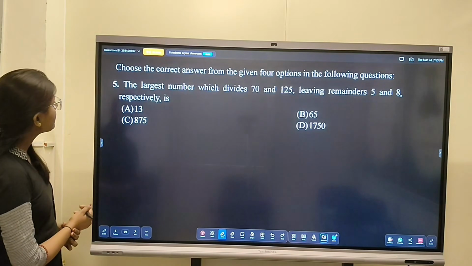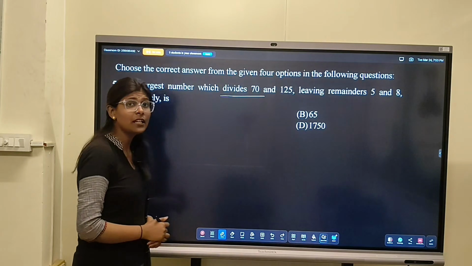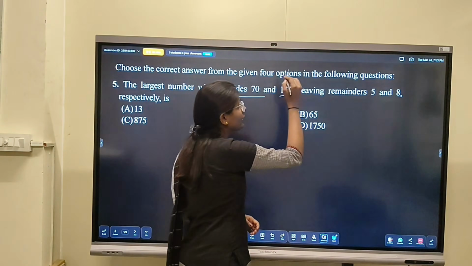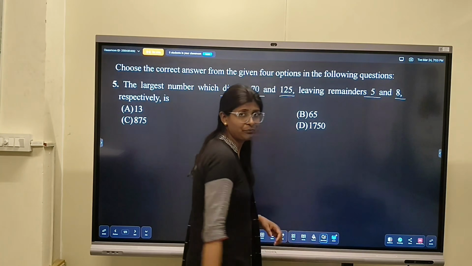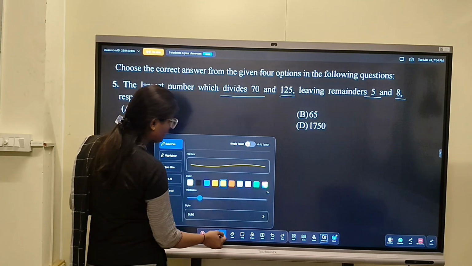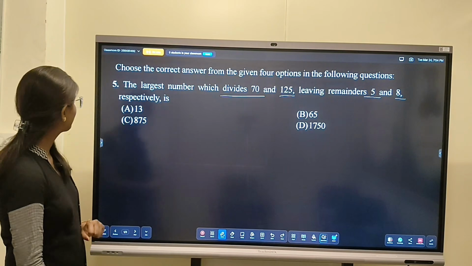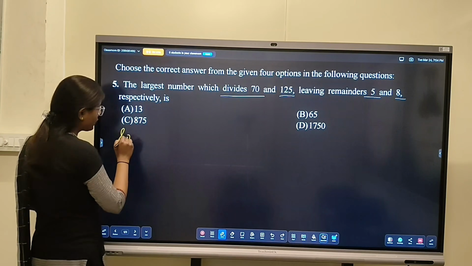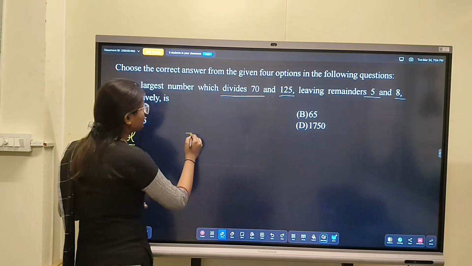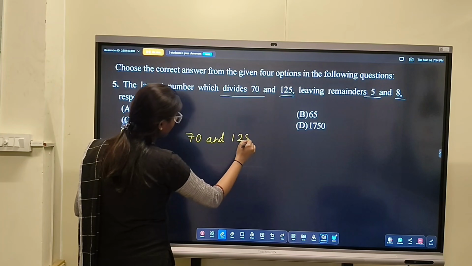Okay, moving on. The question states: find the largest number which divides 70 and 125, leaving remainders 5 and 8. Right? So we need to find a number which is dividing both of them and leaving 5 and 8 in both the cases respectively. How do we do it? First, we note down the numbers 70 and 125.